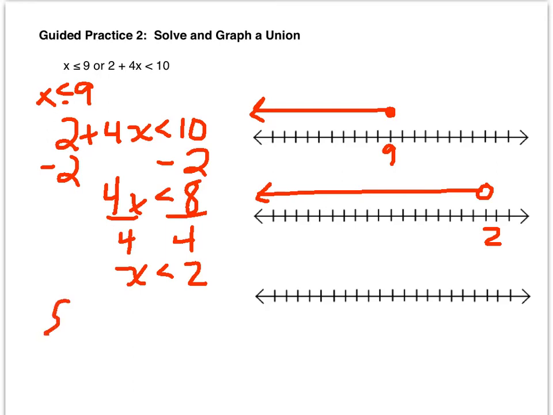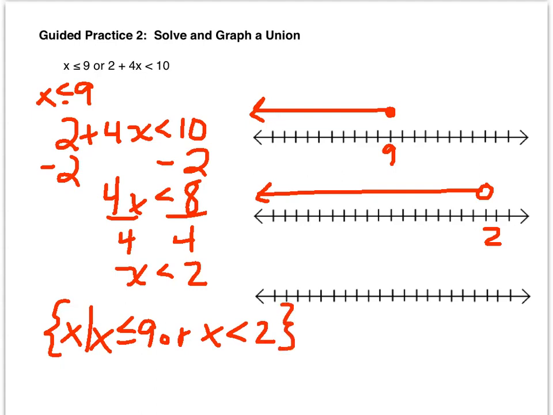The answer is going to be for all numbers x such that x is less than or equal to 9, or x is less than 2. So when we graph this one, we're going to graph it with the open circle on the 2. That's not a closed circle. Let me see if I can erase that. All right. Open circle on the 2 and all of the numbers to the left, because that's going to include the graph of x is less than or equal to 9 as well.